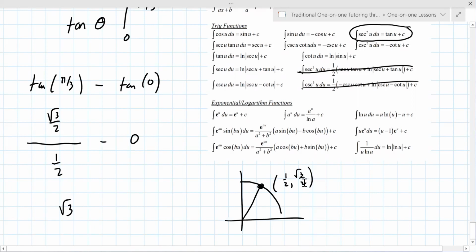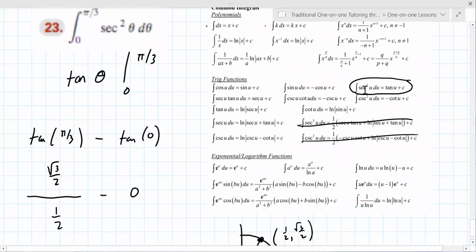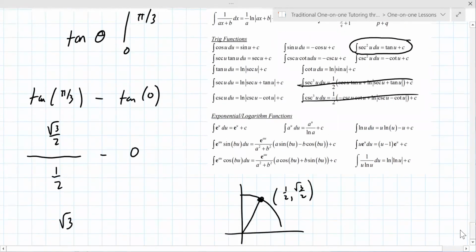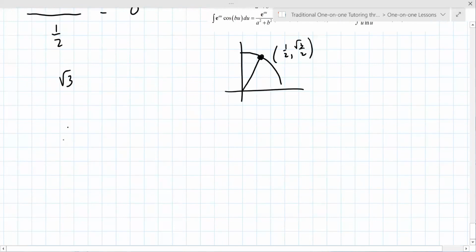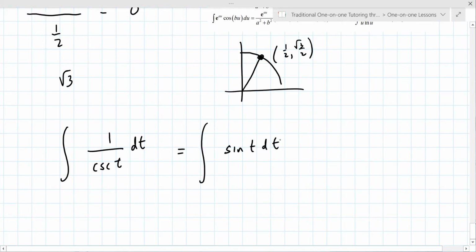So just as a related question here, they can make some of them look deceptive. Like on an exam, they could say, what is the integral of 1 over cosecant of t dt? And you're supposed to remember that, oh yeah, that's sine t. You can do the one on the right, but you can't do the one on the left until you transform it. Okay.